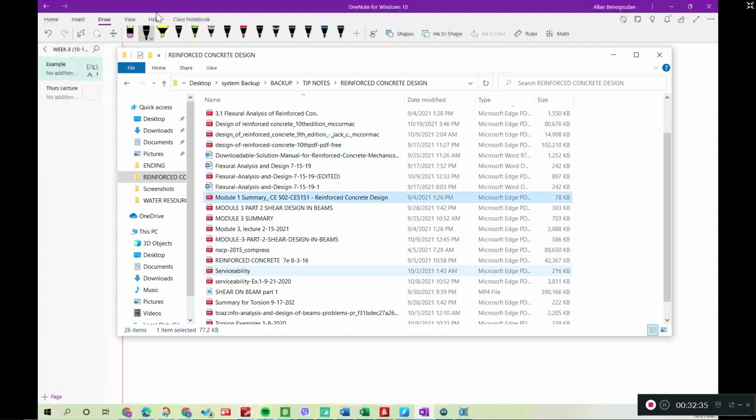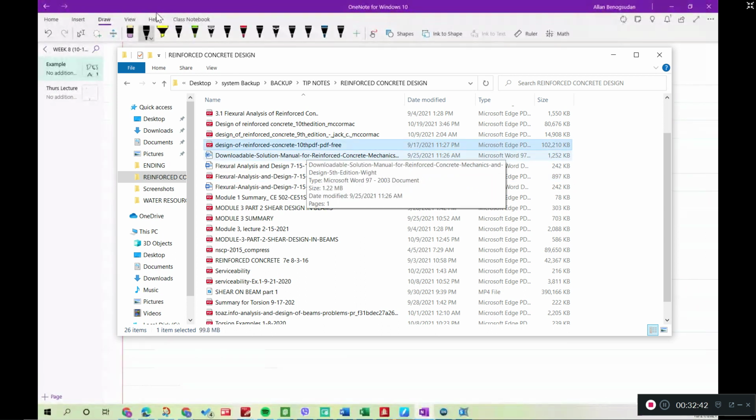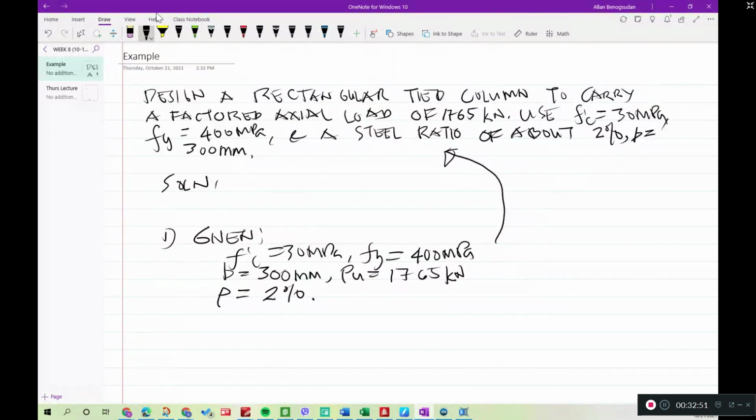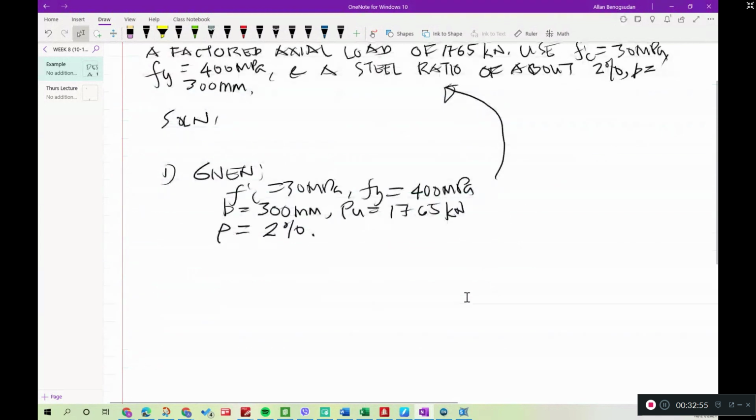So it's 1765 kilonewtons, and rho this time is given. But there can be times that this one is not given, so you have to solve it using the interaction diagram. I think we have to make this one faster so that I can show you how to do that.